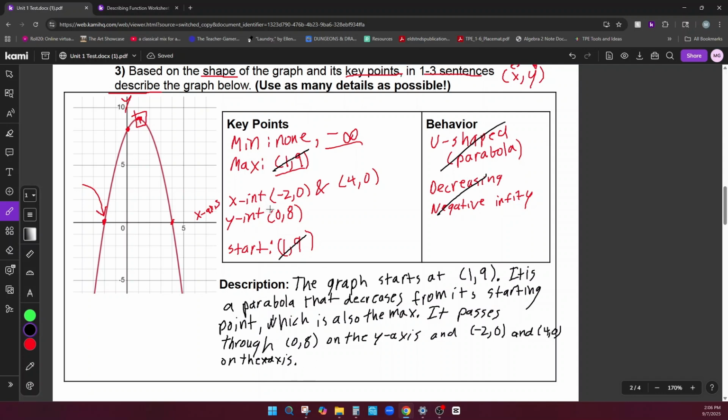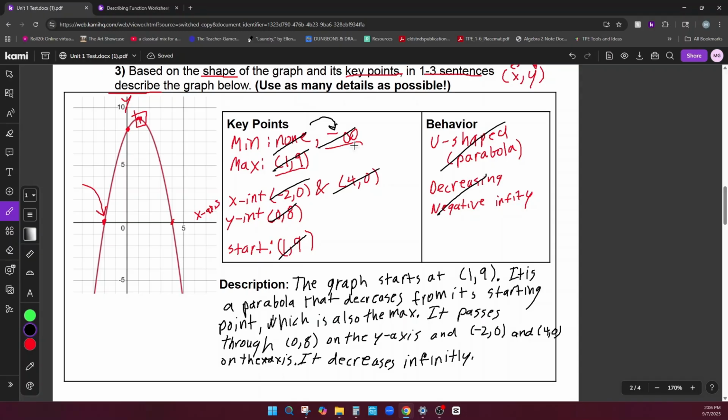On the x-axis. So what did I mention? I mentioned all my intercepts here. And now the only thing I want to mention is that it decreases infinitely. And there, I have just combined all my points. I could mention it has no minimum, but that's kind of married to this idea. So that is how I would go through question 3.